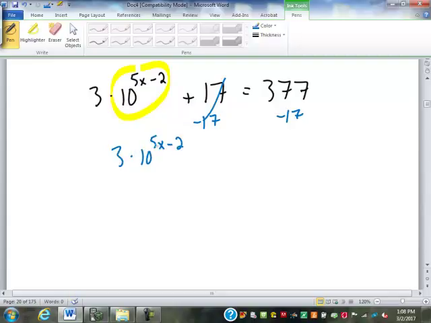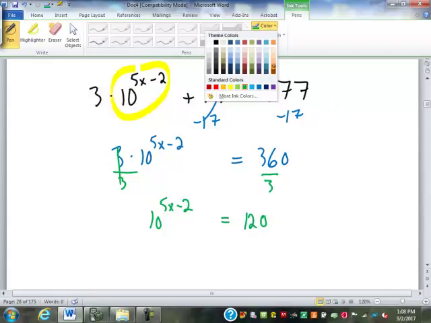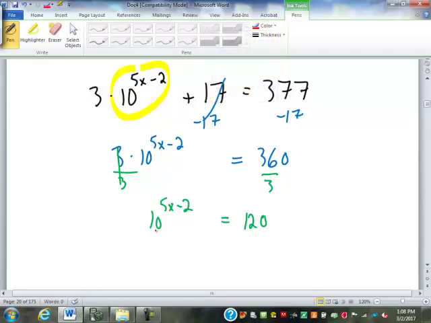So 3 times 10 to the power of 5x minus 2. And this is 360 over here. So you're right. Then we have to divide by the 3. So 10 to the 5x minus 2 equals 120. And then, well, now we've isolated that exponential, right? It's just 10 to the power of stuff there. Doesn't matter if there's a bunch of stuff in the power. It's just 10 to that power.